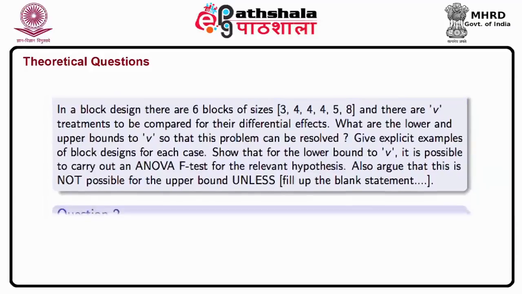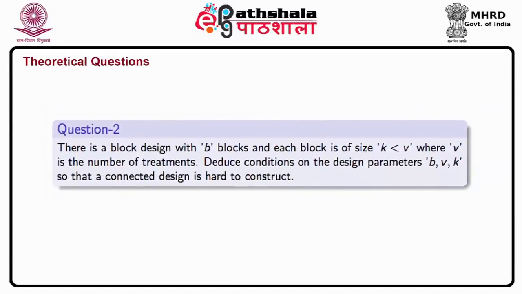The second question is, there is a block design with V blocks, and each block is of size k less than V. The blocks are all of equal size, that is k, less than V, where as usual V is the number of treatments. Deduce conditions on the design parameters B, V and K. All you are given is that there are so many blocks. The blocks are of constant size k, and you know how many treatments you want to accommodate. These are called the design parameters B, V and K. Deduce conditions on the design parameters so that a connected design is hard to construct.